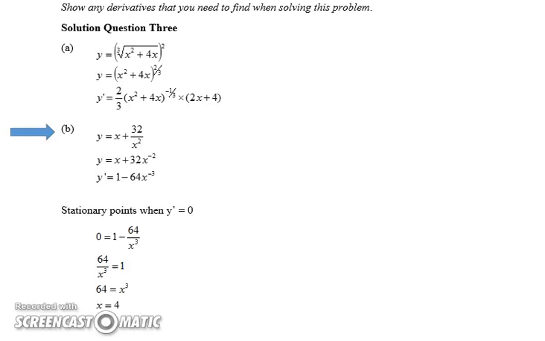And the last of our Achieved questions, we start by bringing our x up onto the top line, so it becomes 32 times x to the power of negative 2. Differentiating, 1 minus 64 x to the negative 3. For a stationary point, we're going to put that gradient expression equal to 0. So solving it, we start by bringing the 64 over x cubed to the left hand side, it becomes positive, and then I'll cross multiply, 64 equals x cubed, the cube root of 64, x equals 4.